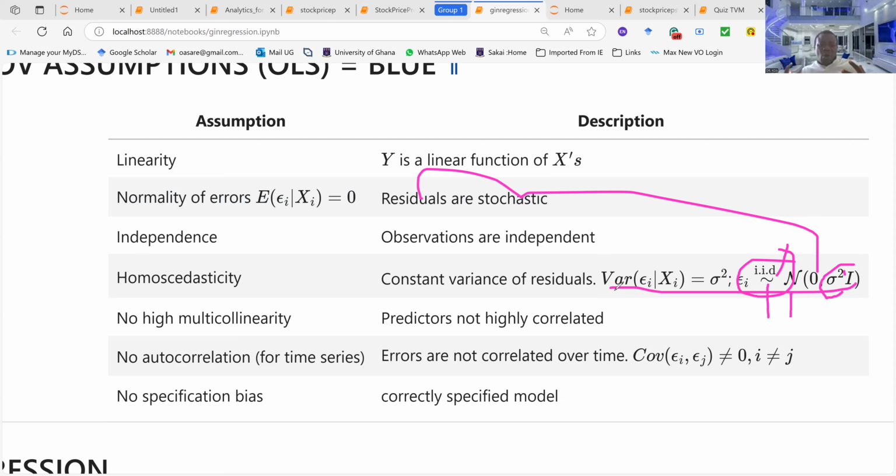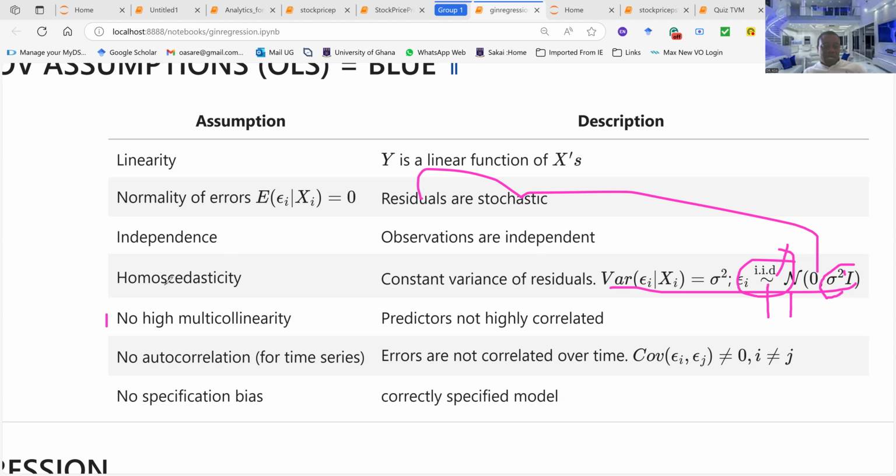In short, most of the assumptions here are about the errors, the residuals. You don't want errors. First of all, you don't even want them to be there. If they are not there, then we don't have any problem. So there must be homoscedasticity. There must not be heteroscedasticity. Heteroscedasticity is when you have non-constant variance of the residuals.